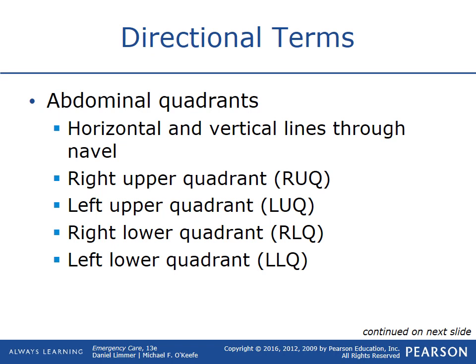Abdominal quadrants. The abdomen is divided into four quadrants, and each quadrant is labeled right upper quadrant, left upper quadrant, right lower quadrant, and left lower quadrant. That gives you an idea of what types of organs might be injured depending on what quadrant the organ lies in.